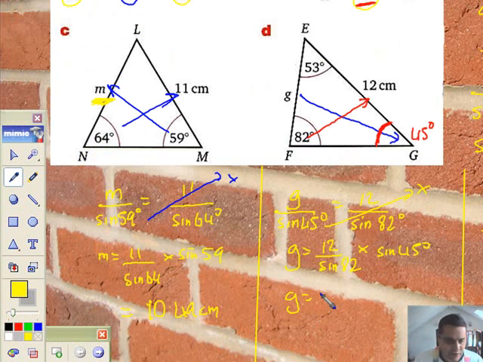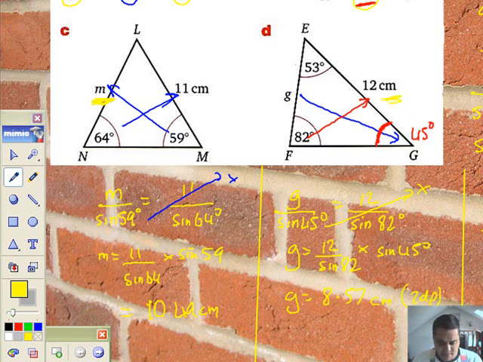So let's get an answer for G then. Listen to me speak it out. We've got 12 divided by the sine of 82, and then we're going to multiply by sine 45. And let the calculator do the whizzy stuff. 8.568, 8.57 therefore. So we go for 8.57 centimetres, because they're all in centimetres, and that's to 2 decimal places. And I think I'll stop there.